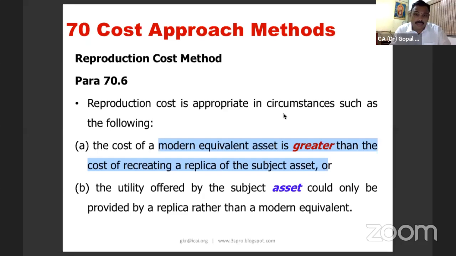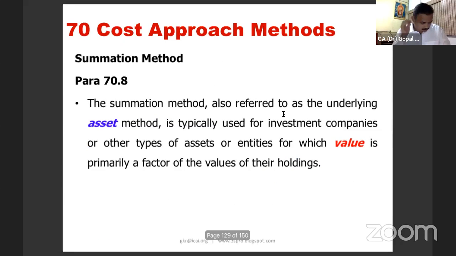Okay. And there is another method called the summation method. Guys, we have another method called the summation method. What is this method and where is the summation method used? For example, there is a chain of investments made by one holding company, and for that holding company, I'm doing the valuation.